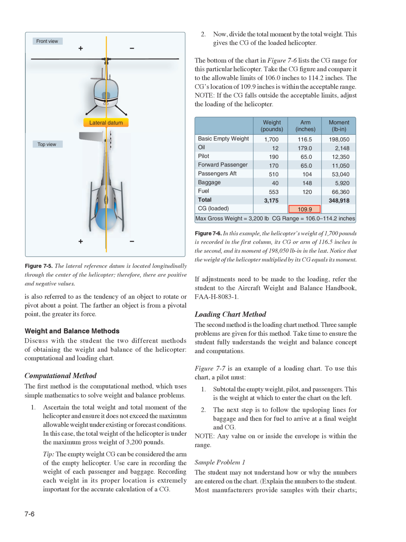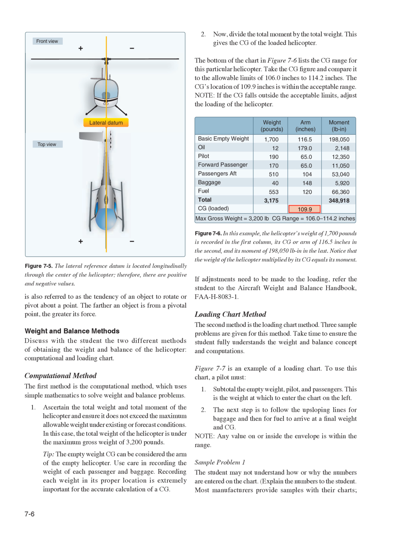2. Now, divide the total moment by the total weight. This gives the CG of the loaded helicopter. The bottom of the chart in Figure 7.6 lists the CG range for this particular helicopter. Take the CG figure and compare it to the allowable limits of 106.0 inches to 114.2 inches. The CG's location of 109.9 inches is within the acceptable range.